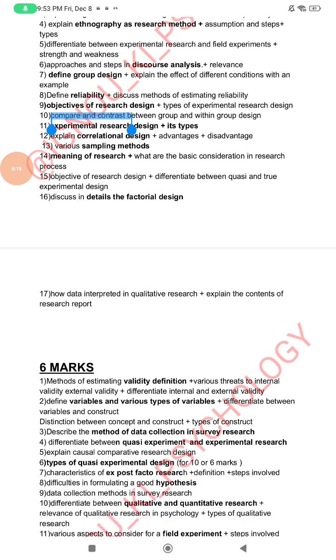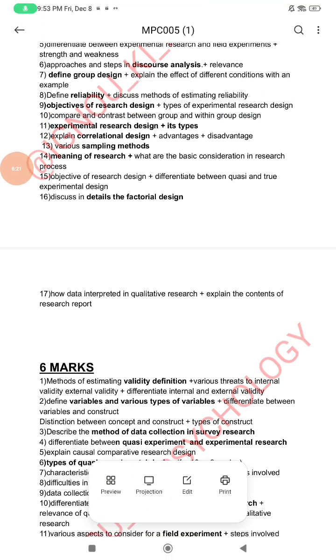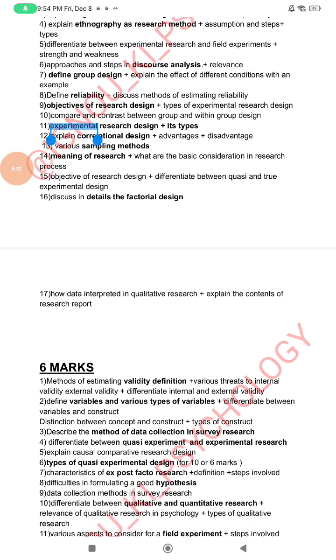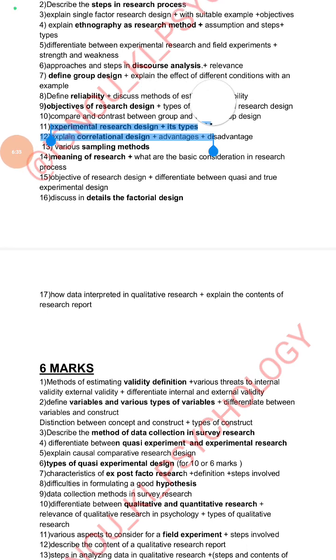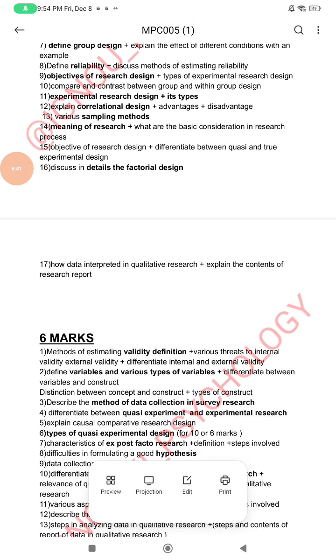Question number 10, compare and contrast between group and within design. Again, we have seen two types of group. It is a study about how we can draw inference from that study of both the groups. Question number 11, experimental research design and its types. See, experimental research design is very important. Here we scientifically study two independent variables, then we minimize the influence of external variables. We can scientifically draw conclusions about how both the variables interact with each other. This is again also very important.